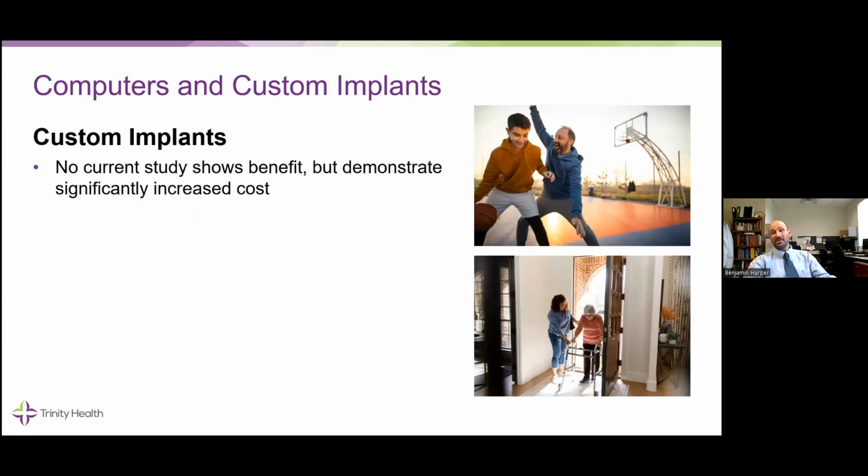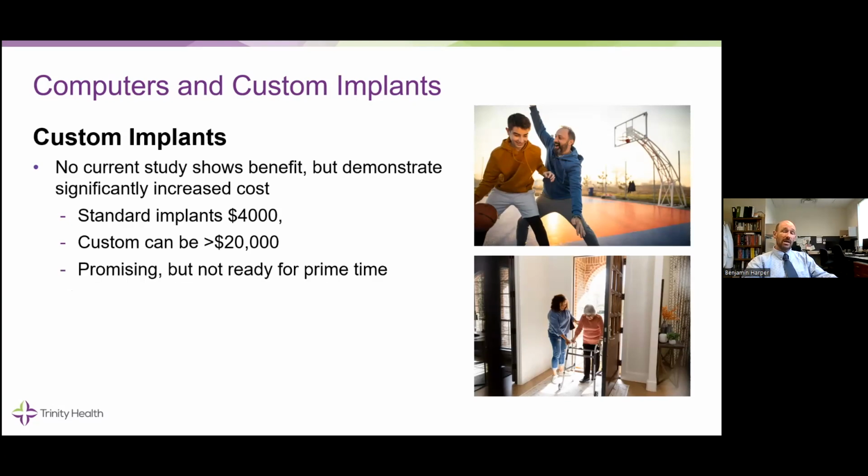So currently there are no studies showing reproducible benefit, but there's definitely increased cost. And this is what it comes back to. It's an intriguing concept, it's alluring, but is there defined benefit to it? Standard implants, just the parts, are $4,000. For a custom implant, it can be over $20,000 just for the parts. It's promising and I like the idea, but I don't think it's ready for prime time and universal adoption yet.